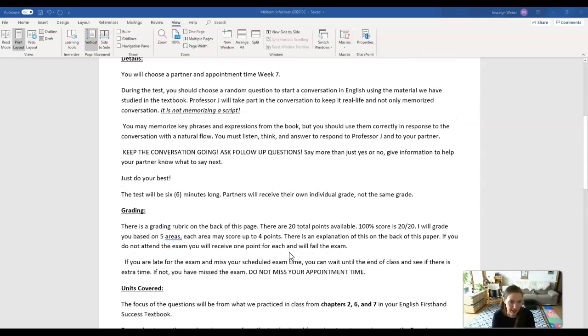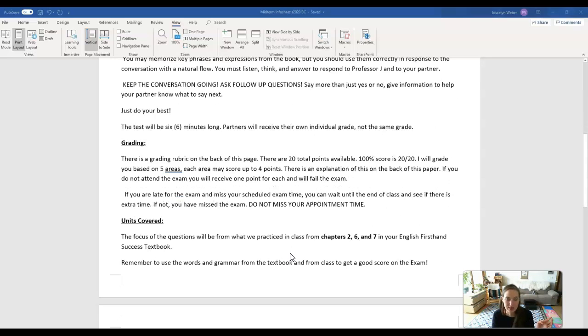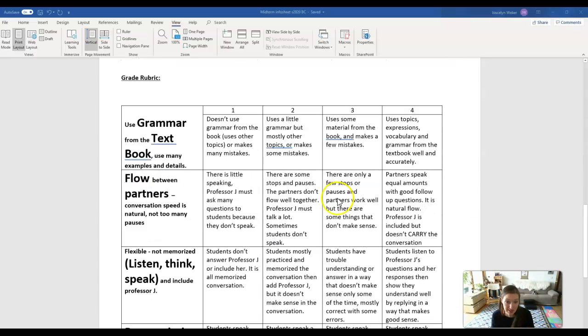So then here is the grades. It's from your textbook, Unit 2, Unit 6, and Unit 7. And this paper that you are seeing now, I will put this paper on the LMS. You can download and read this paper or use Translate to understand better. So the grading rubric, you will get some points. There's 20 points. So you will get 4 points for using the textbook.